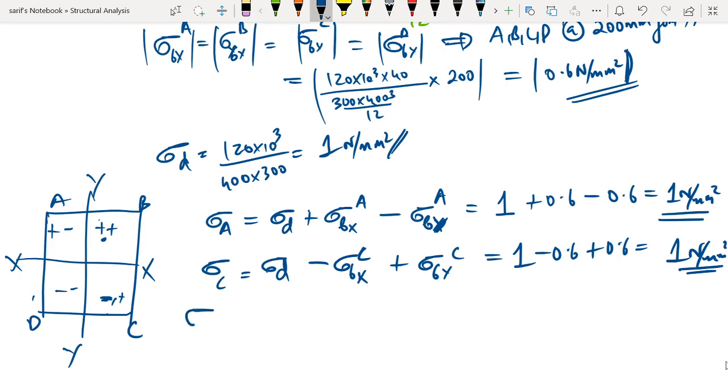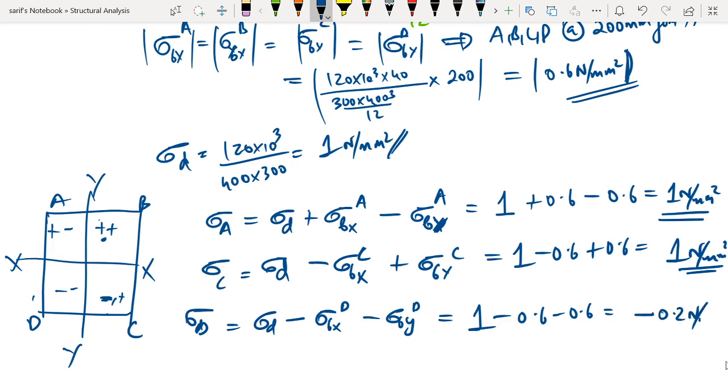And lastly, sigma about the point D. So we are going to have again sigma d, negative sigma bx about the point D minus sigma by about the point D. So we are going to have 1 minus 0.6 minus 0.6, that is going to be equal to minus 0.2 Newton per mm square. So these are going to be the stresses at the different points.